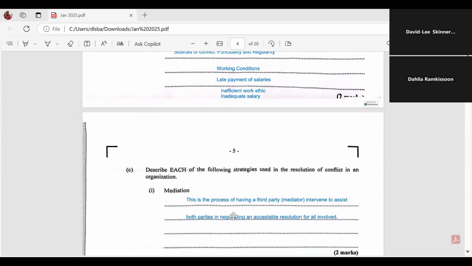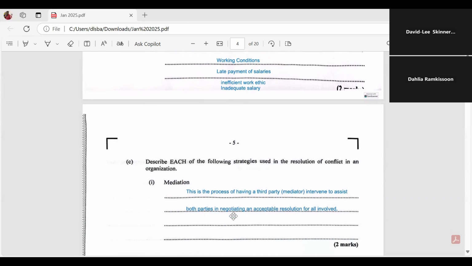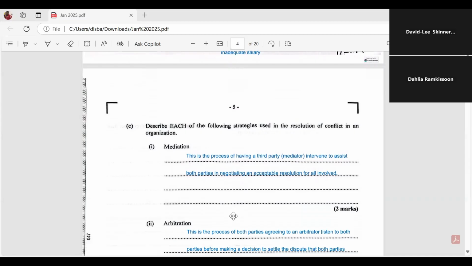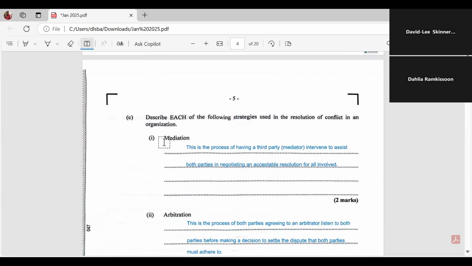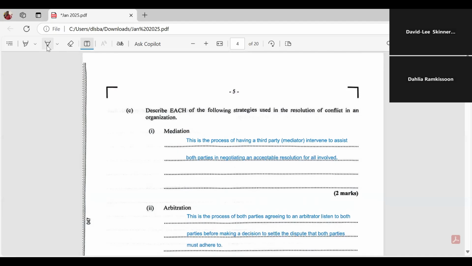And then they ask us to describe each of the following strategies used in the resolution of conflict in an organization. So the difference between mediation and arbitration, mediation is getting a third party to help you solve your conflict together, right? But the third party cannot make a decision for the other two parties. The third party can make suggestions, and the other two parties can decide if they want to agree or not. So management and employees having an issue, a third party comes, listens to both sides, offers suggestions. They could decide if they want to listen to it or not.